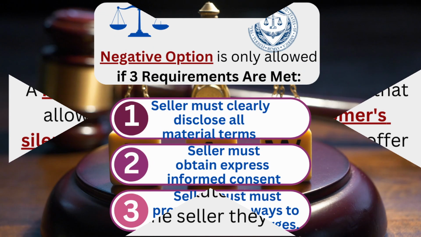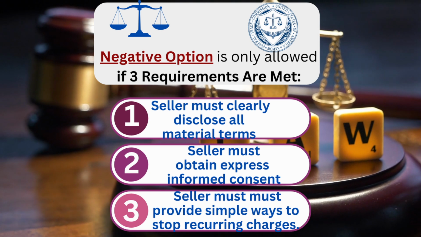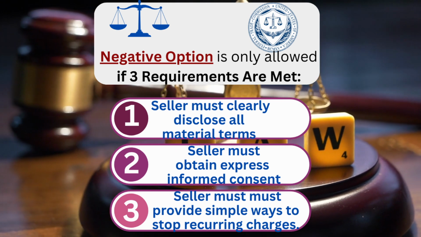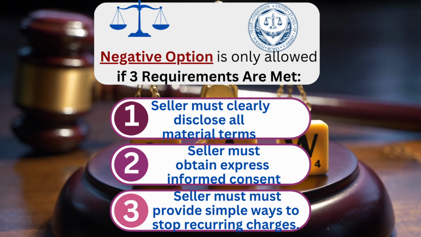Negative option feature is only allowed if the seller meets three requirements. First, the seller must clearly disclose all material terms. Second, the seller must obtain your express informed consent. Third, the seller must provide simple ways to stop recurring charges.